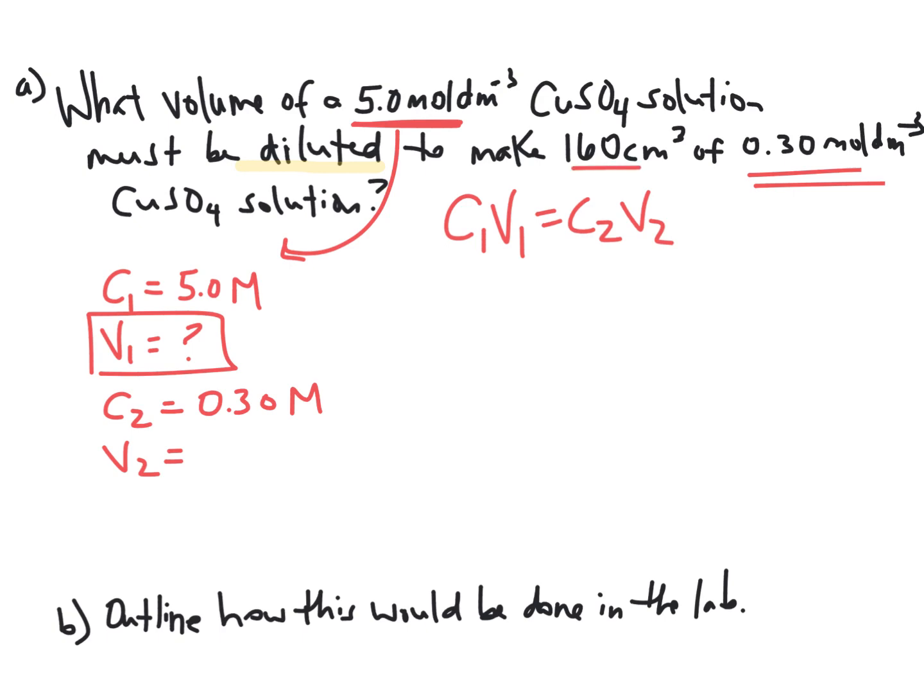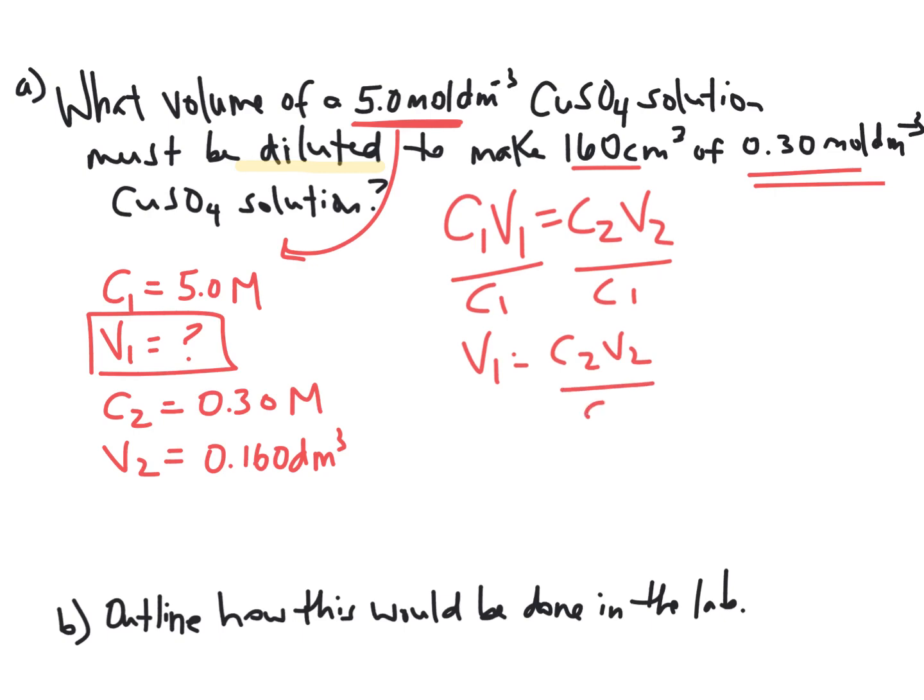Now again, remember, we want to keep things in our standard unit of volume if at all possible. Even though if you pumped in 160 here, you're going to get a perfectly reasonable answer, let's just get used to changing it. So it's 0.160 cubic decimeters. Okay, in we go. We're going to rearrange it to solve for V1. So V1 is C2 V2 divided by C1.